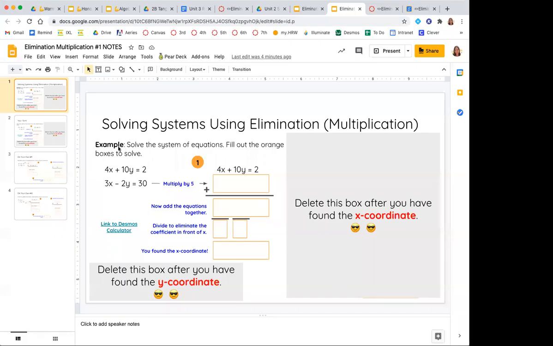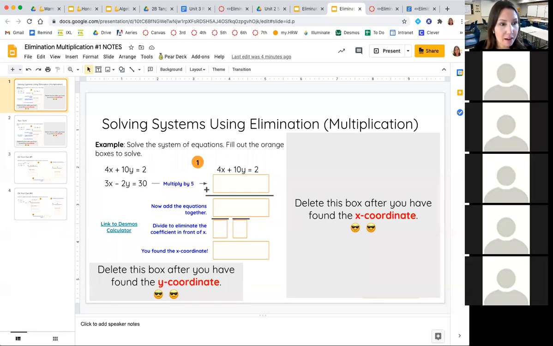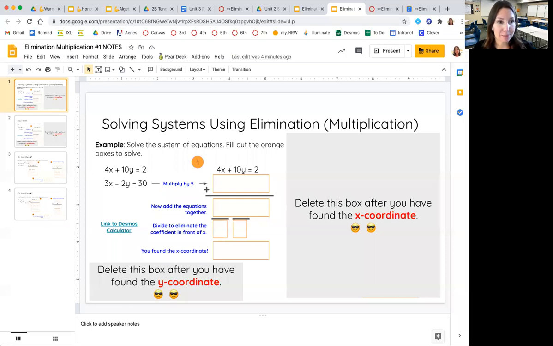Okay, so we're going to go ahead and solve this one together. We notice that if we were just to add our equations, nothing would be eliminated. And that's our whole goal when we're using elimination. So before we can eliminate, we have to multiply to make the coefficients of one variable match. We want our coefficients of one variable to be the same.